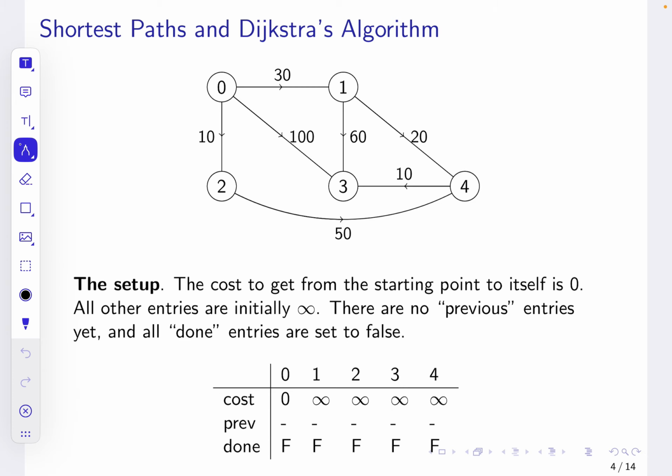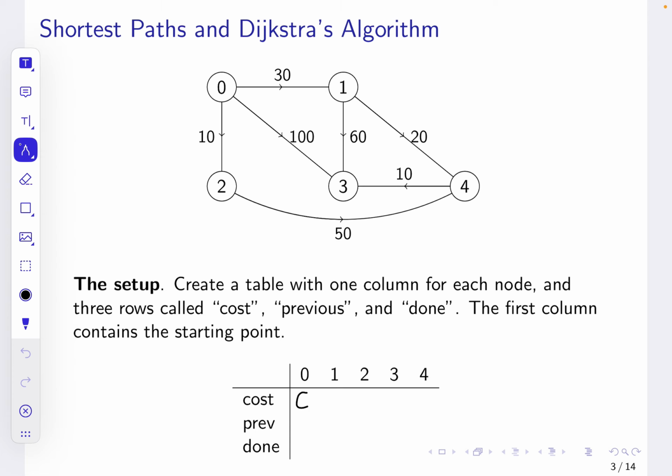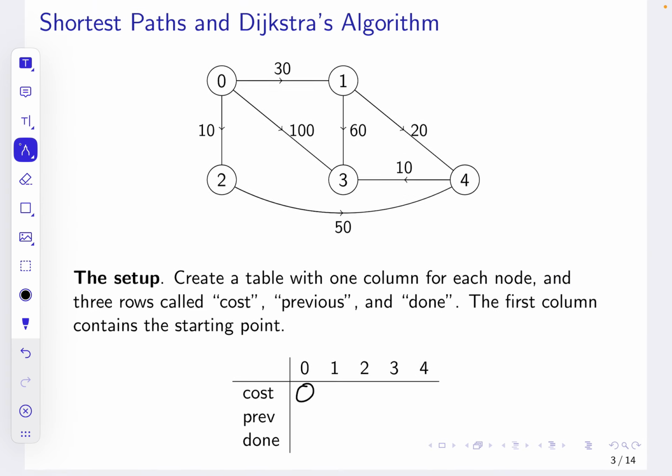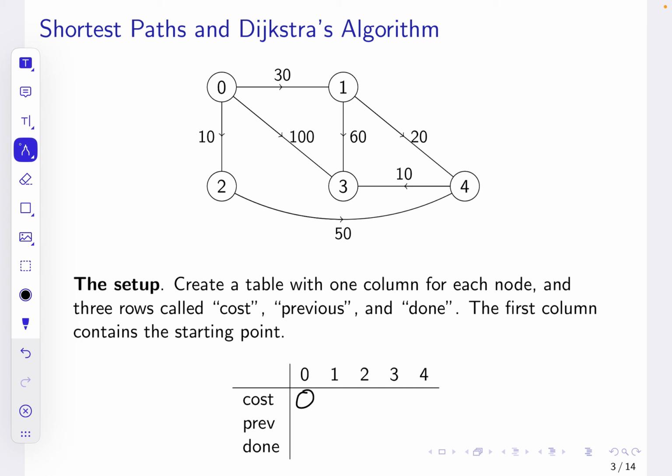So the cost to get from the starting point to itself is 0. You are already at your current location. But for all the other destinations, we don't know how long the shortest path to them is. And our algorithm is going to depend on some less than comparisons. So we're going to initialize those entries to infinity so that when we find any number for the length of the shortest path, it'll show up as less than the current cost.